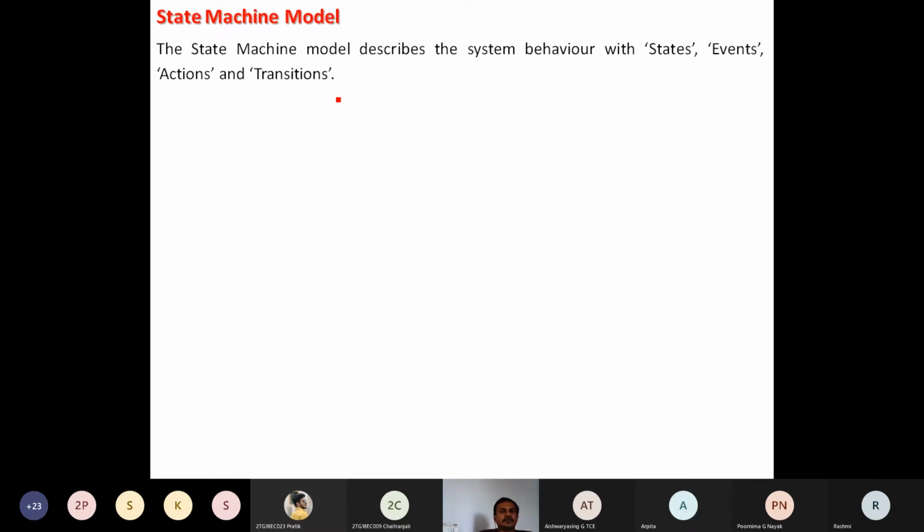It has to meet the demand of users. User-specific, application-specific, domain specifications must be met by these models. So we are going to refer to another model, the state machine model, which is going to describe the system behavior: the state, event, action, and what is the flow. That is nothing but transition. So what are these things?